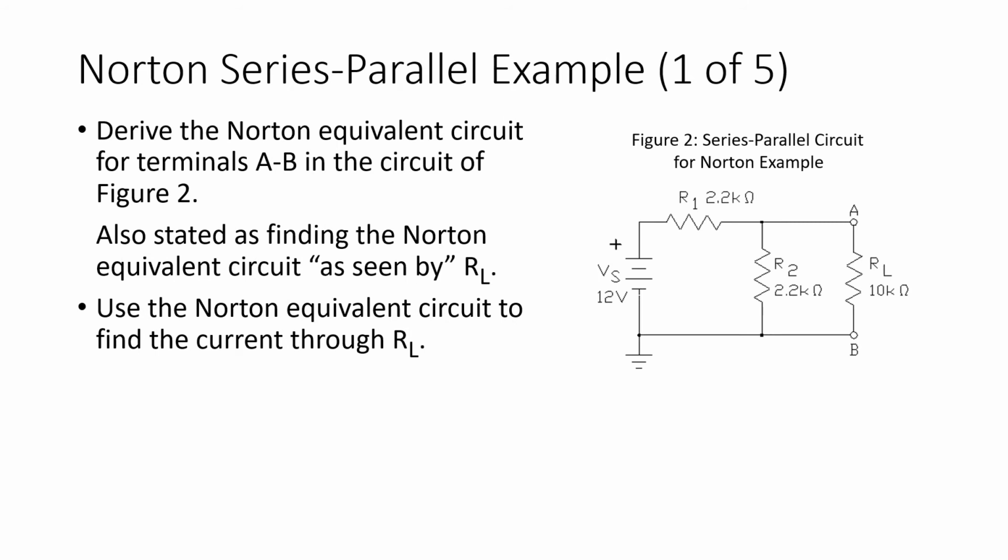So let's look at a circuit example for the Norton theorem. We see a series parallel circuit in Figure 2. We're going to derive the Norton equivalent circuit for the terminals A and B in that circuit. We also state this as saying that we will find the Norton equivalent circuit as seen by RL. Then we're going to use the Norton equivalent circuit to find the current through RL.